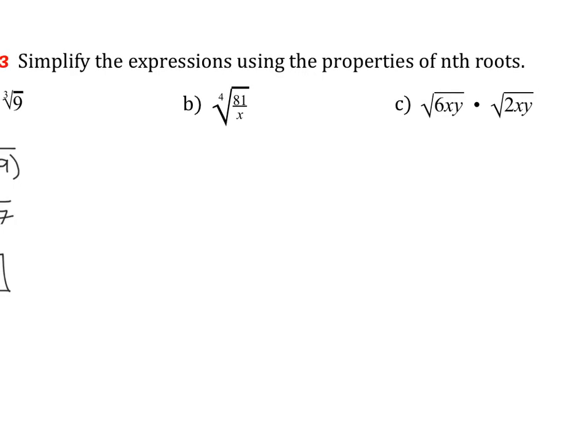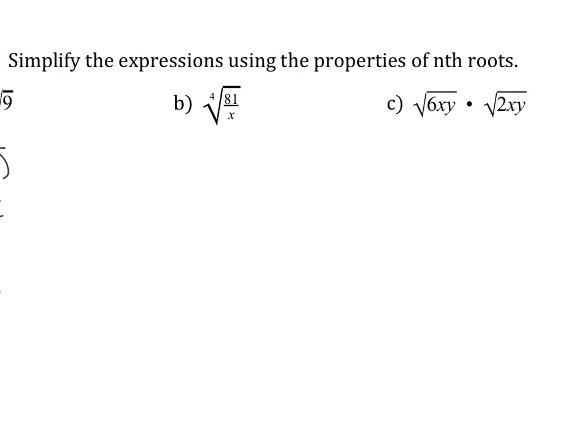All right, let's look at this next one. So here we have the fourth root of a quotient. So this might help if we rewrite it as the quotient of 2 fourth roots. We can absolutely split it up like this. And in doing that, that will allow us to at least simplify our numerator. The fourth root of 81 is actually 3. It's a perfect fourth. And then we have the fourth root of x left in our denominator.